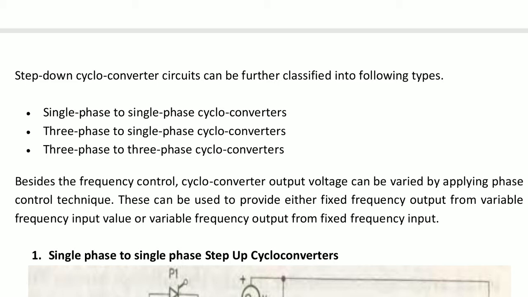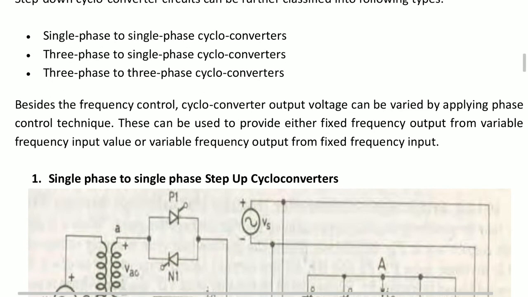I have made one video regarding integral cycle control and phase control. Please refer to those videos to clearly understand how phase control can be used and how the AC input voltage can be controlled. This can be used for fixed frequency output from variable frequency input or variable frequency output from fixed frequency input. So let's move forward to the first type of cycloconverter, the single phase to single phase step up cycloconverter.